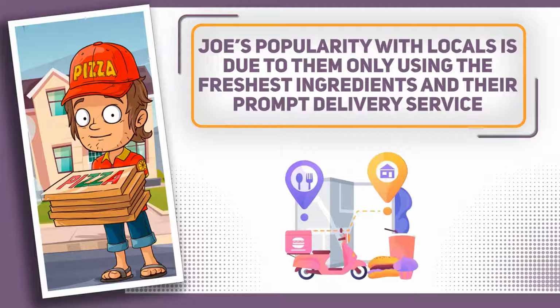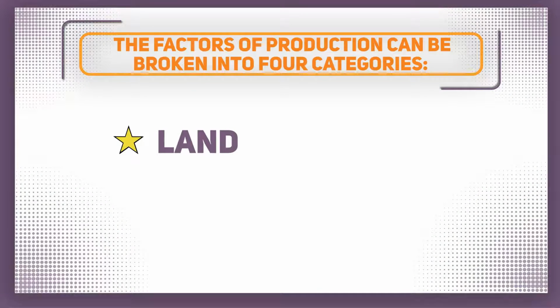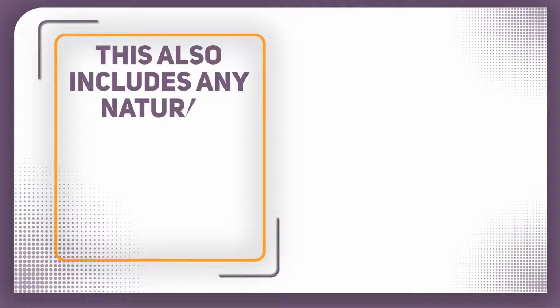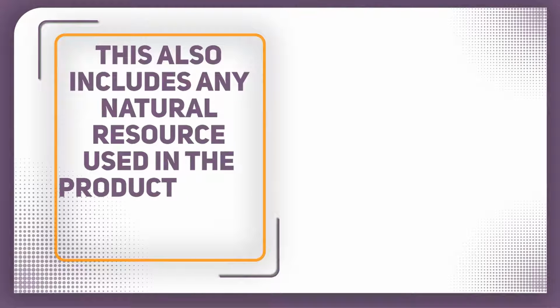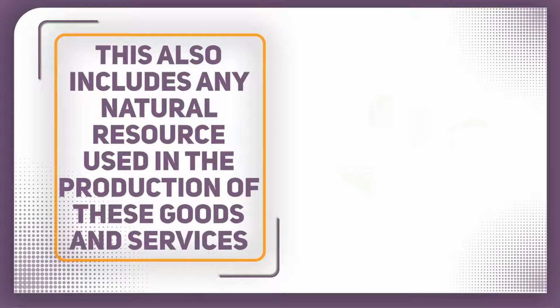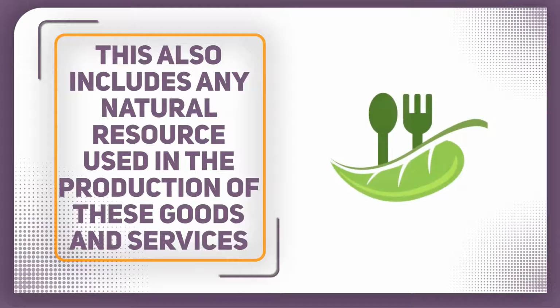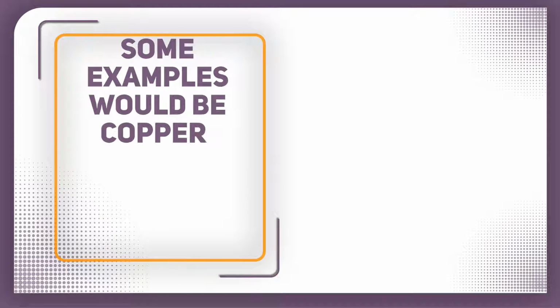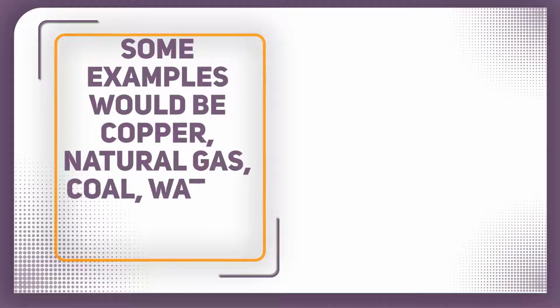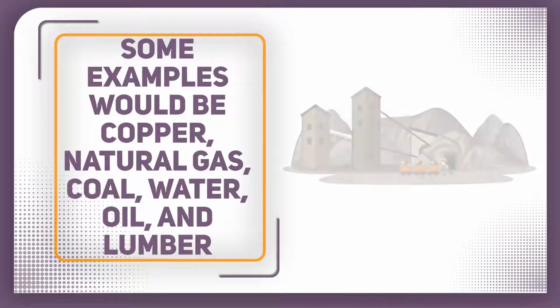So back to our factors of production. The first of these production factors is land, but you need to keep in mind that this also includes any natural resource used in the production of these goods and services. So anything that comes from the land. Some examples would be copper, natural gas, coal, water, oil, and lumber.